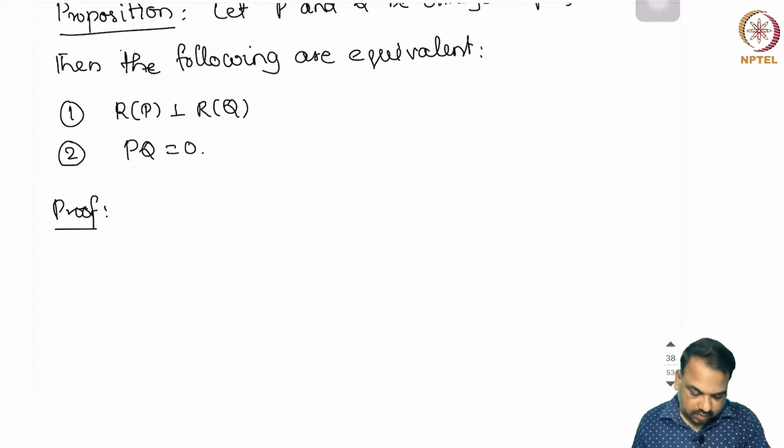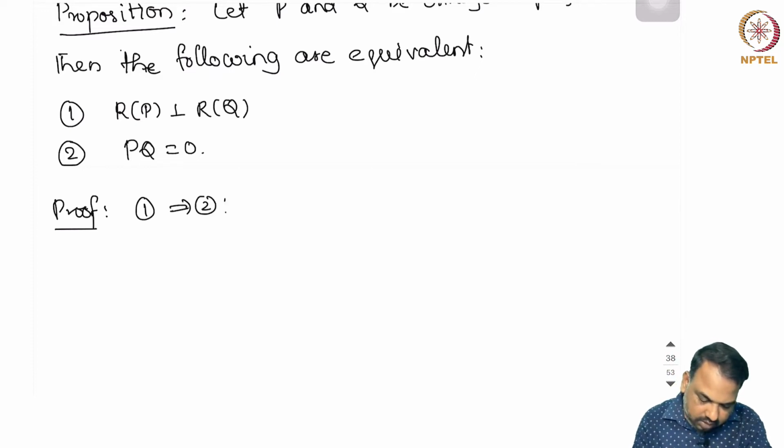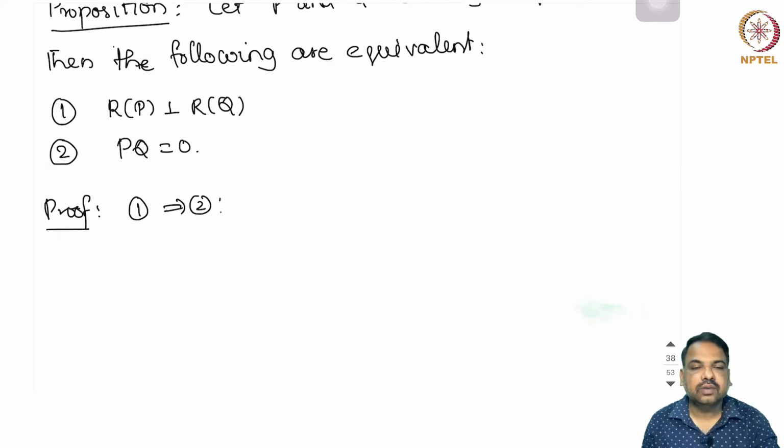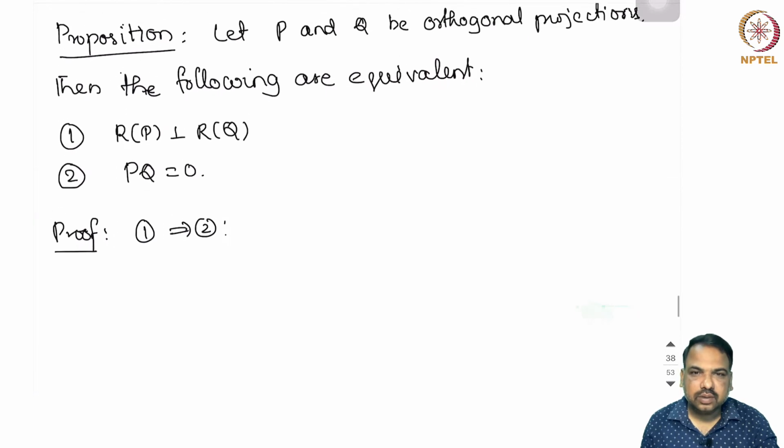So let us prove 1 implies 2. We want to show that PQ is 0. That means for every x in H, we want to show that PQx is 0.